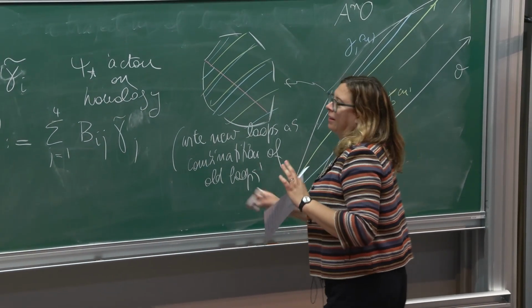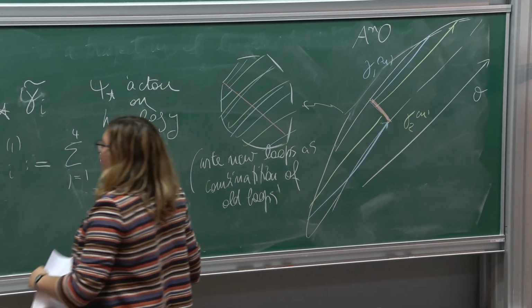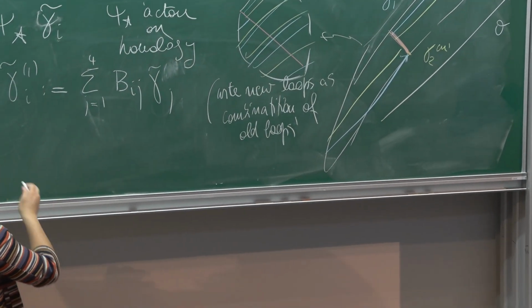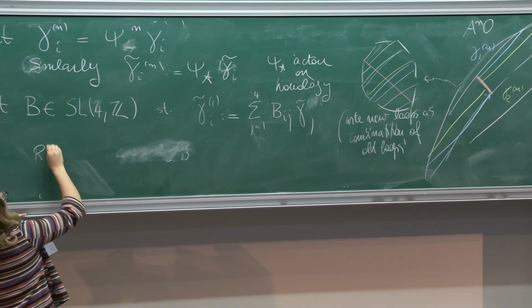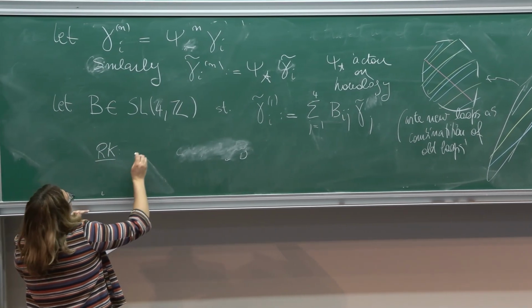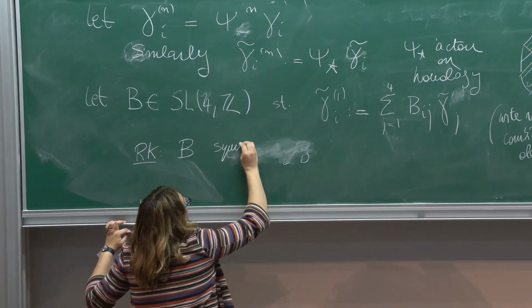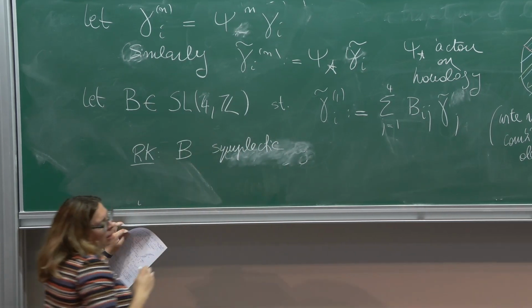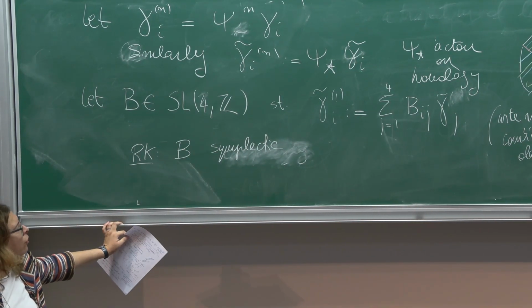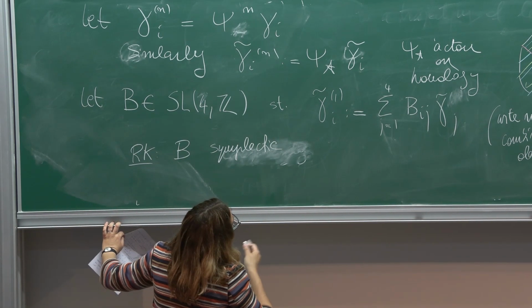Now let me say it like this. So this is the level of curves. The new ones are a composition given by this matrix B. And maybe a remark: we also record that B is actually a symplectic matrix. Okay, maybe this is not so important if you don't know what it means, but it preserves the intersection form in homology.